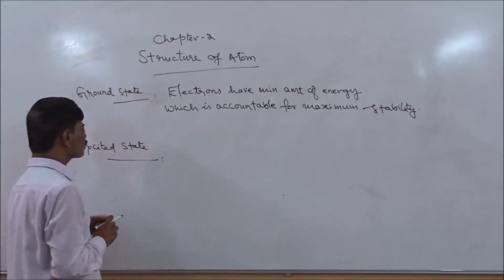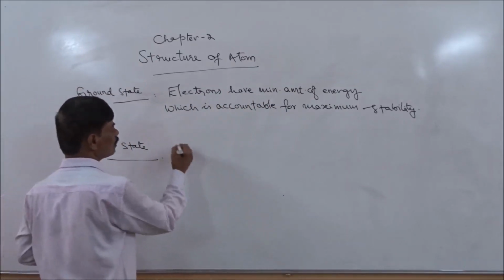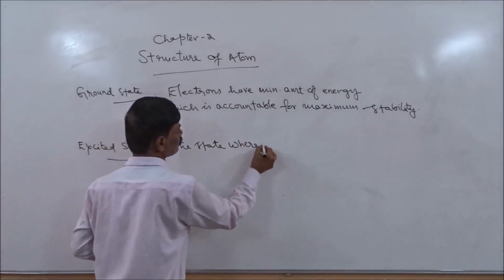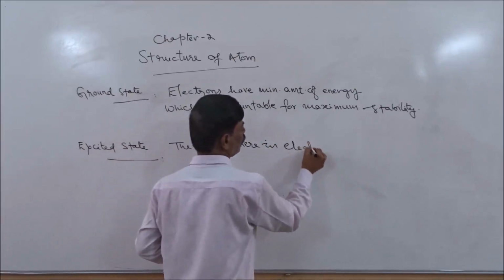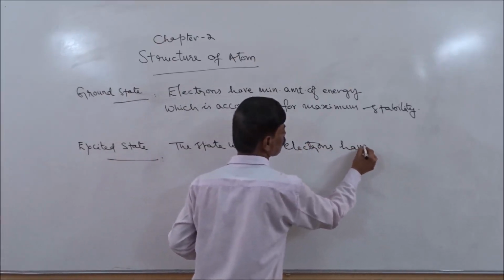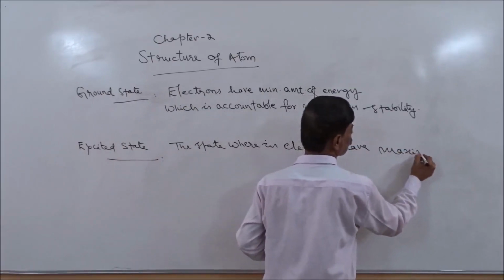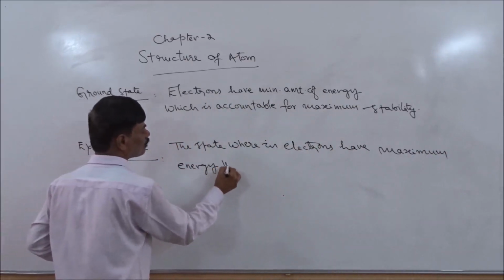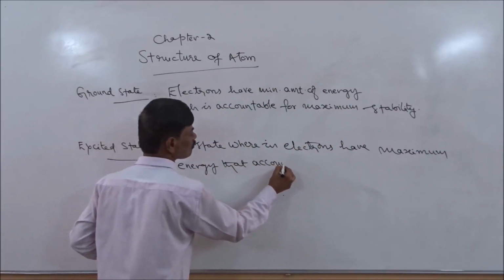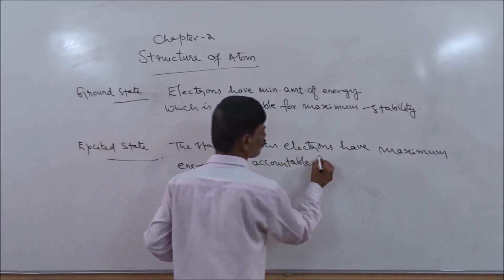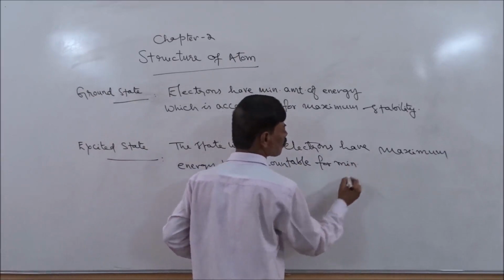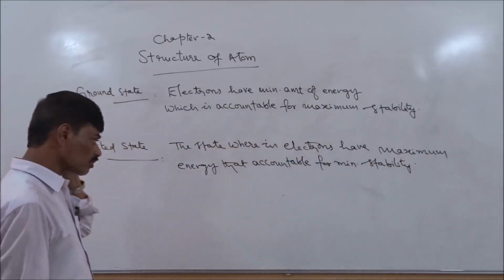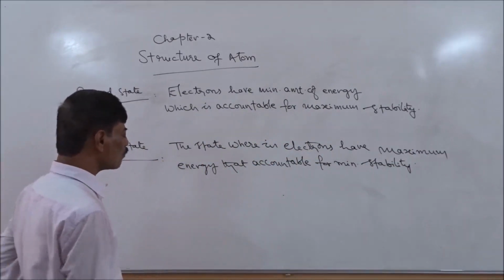So here, excited state refers to the state wherein electrons possess maximum energy that is accountable for minimum stability. Right. It can be understood with the help of a diagram in this way.